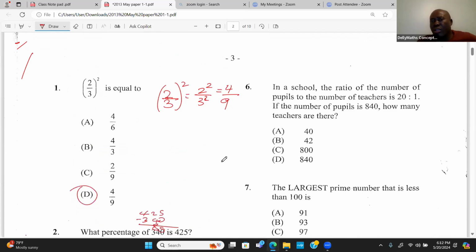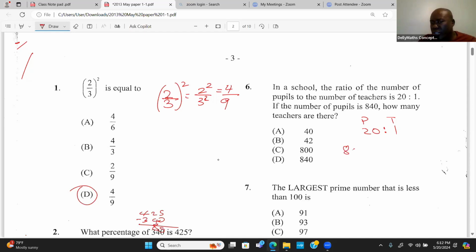It says, in a school, the ratio of the number of pupils to the number of teachers is 20:1. So the number of pupils to the number of teachers, people, is 20:1. If the number of people is 840, they want to know how many teachers. So for every 20, there is 1 teacher.